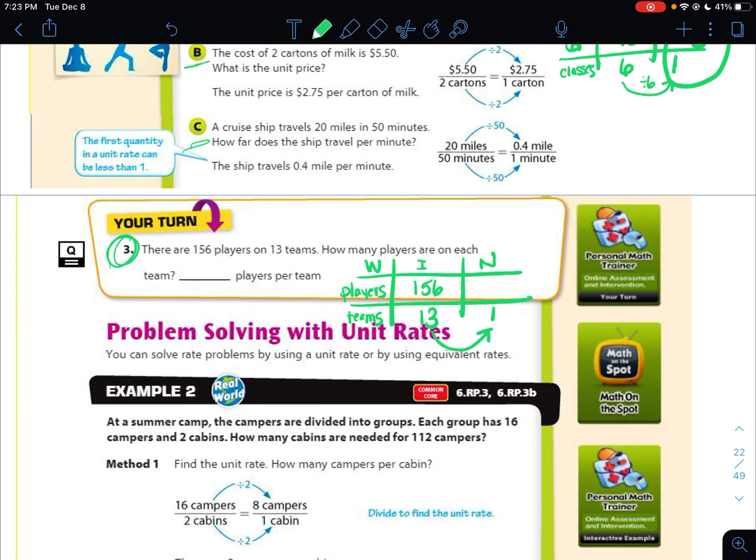So how do I get from 13 down to 1? You want to divide by 13, because 13 divided by itself gets 1. So then you do 156 divided by 13. Doing that on your calculator so I don't do all the work for you, you should get 12. So there are 12 players per team.